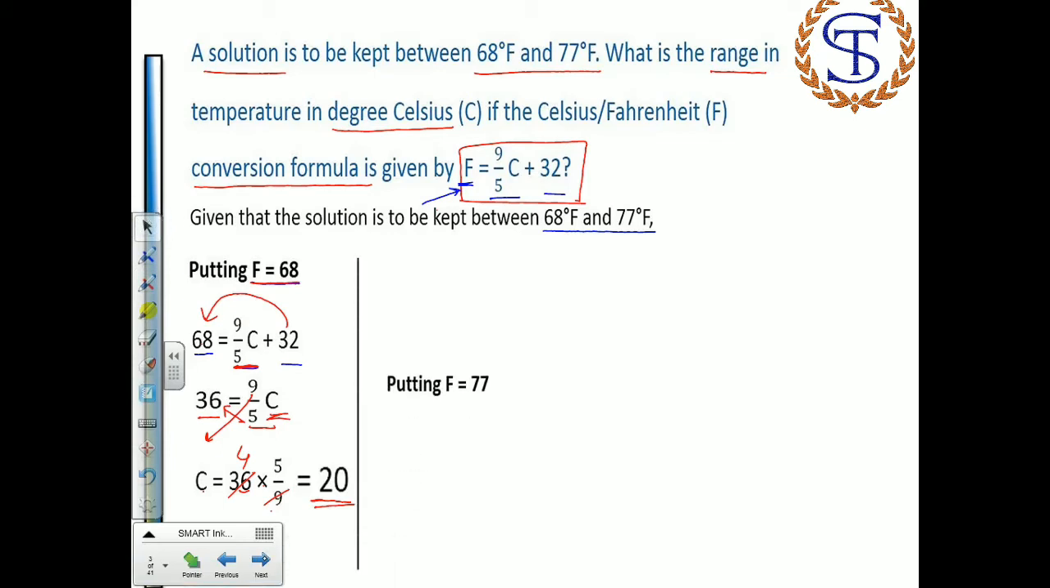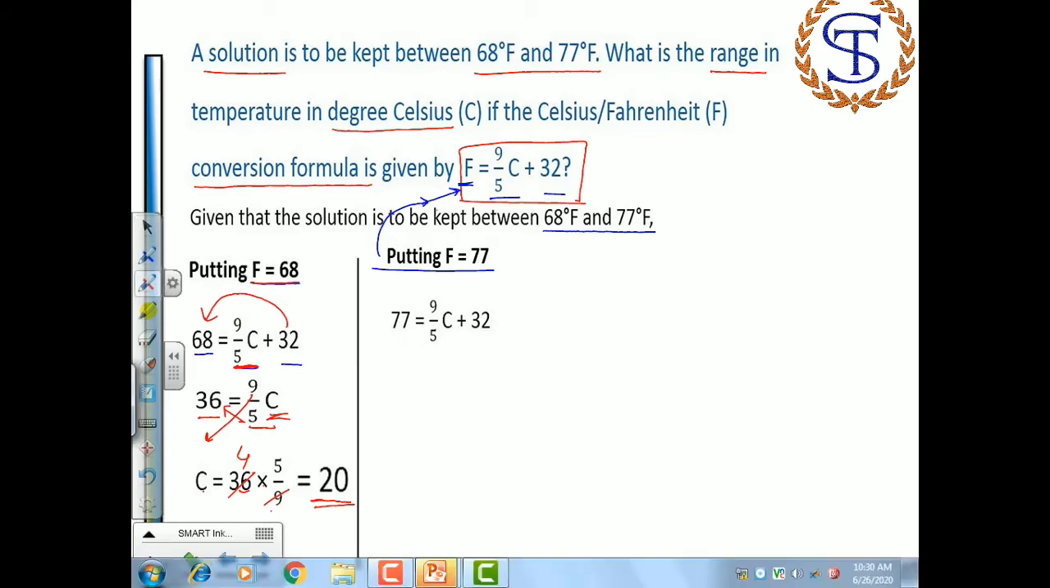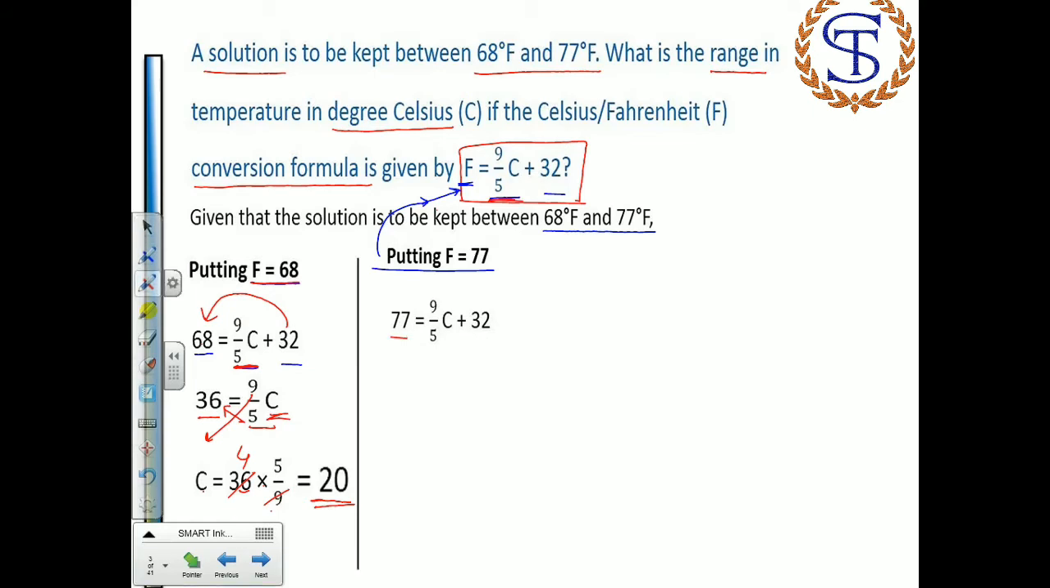Similarly, put F equal to 77 in the same conversion formula. Then 77 equals 9 upon 5 C plus 32. How can we simplify it? Just take the 32 to the LHS. So 77 minus 32 gives us 45, equals 9 upon 5 C.